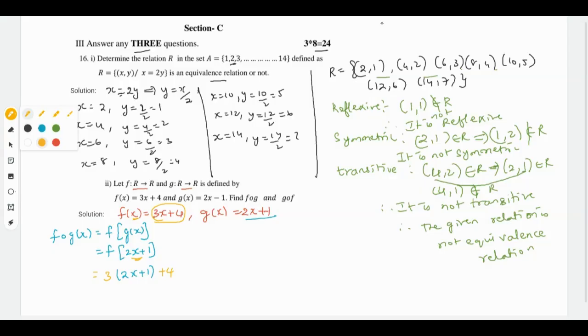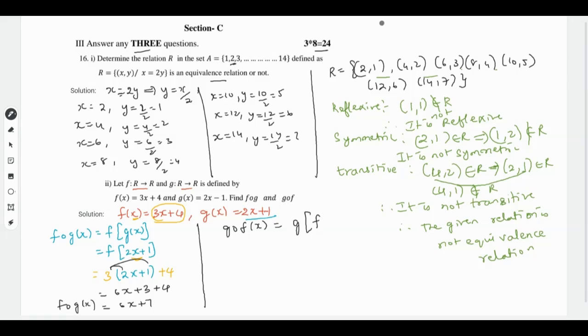So it will become 3 twos are 6x plus 3 ones are 3 plus 4. We are just multiplying. That will be 6x plus 7. So fog of x will be 6x plus 7. Now you need to find gof. Gof of x will be g of f of x. Now what is the value of f of x? It is 3x plus 4. Now whatever we got, we should write in the place of x in the formula of g of x. That will be 2 times (3x plus 4).